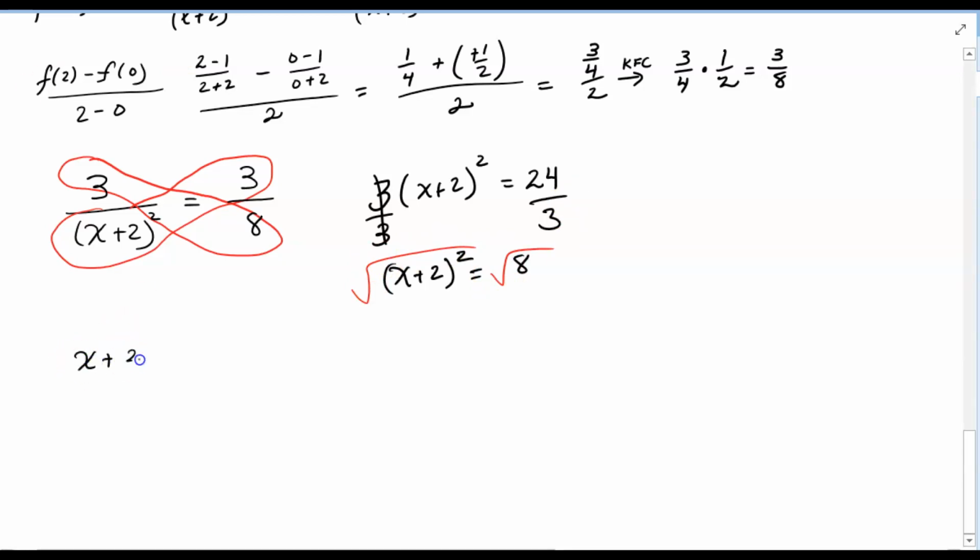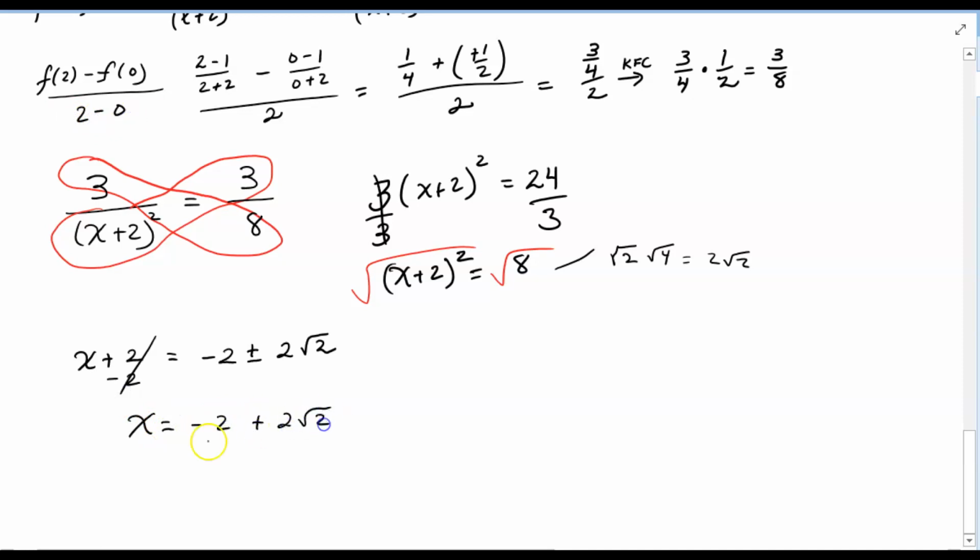You end up with x plus 2 equals plus and minus the square root of 8, which is the square root of 2 times the square root of 4. That's 2 square root of 2. So plus and minus 2 square root of 2 is what we have there. Then we subtract 2 on both sides. X equals negative 2 plus 2 square root of 2, and x equals negative 2 minus 2 square root of 2.